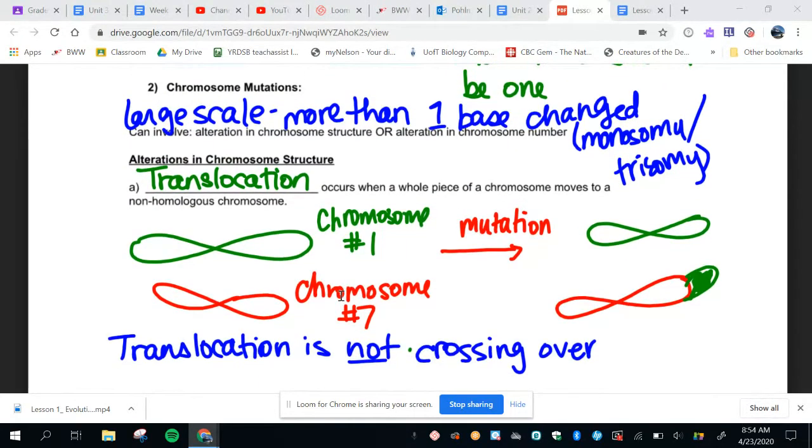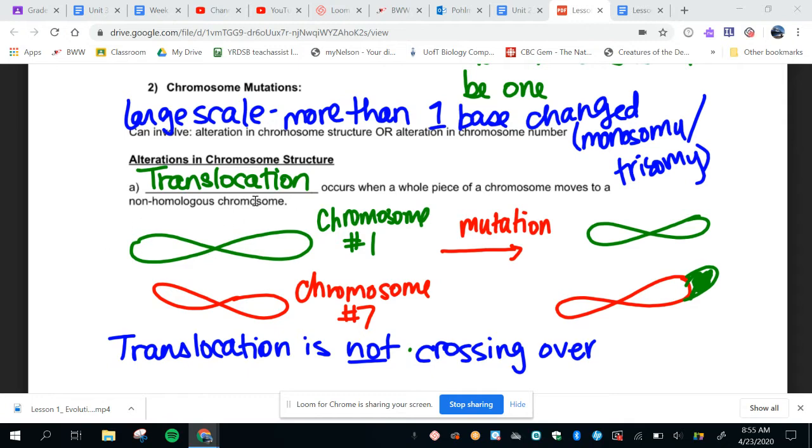The second one are much larger scale. So more than one base changed at a time. And we've actually talked about some of these before, which is like a monosomy or trisomy. Those are the non-disjunction disorders. But I want to go into some that are a little bit newer, which are other examples. So changes to the chromosome structure. So I'm not talking about here a whole extra or a whole fewer chromosome like monosomy or a trisomy. I'm talking about sections of chromosomes that have completely moved to somewhere else.